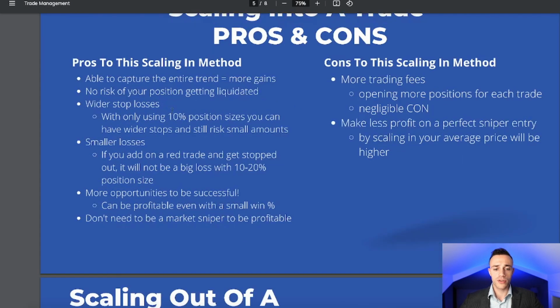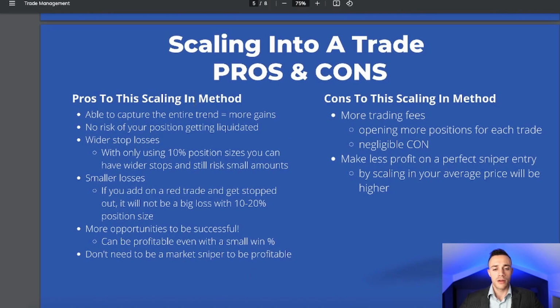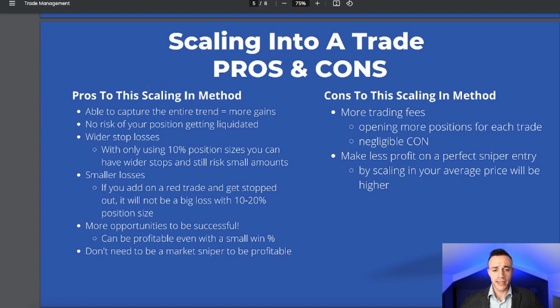Now let's talk about the pros and the cons of scaling into a trade with this method. Okay, so the pros of scaling in. One, you're able to capture the entire trend. By constantly getting in when it makes a new high, pulls back, and breaks out again, you put in another 10% and you're able to ride out the meat of a trend. And for swing trading, this is how it's done. This is how the big bucks are made. You trade with the trend, you ride out the entire trend, and then when the trend reverses, you switch your bias. Very simple. So that is definitely a huge pro of this method.